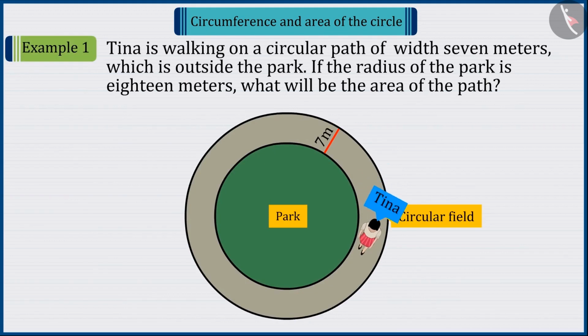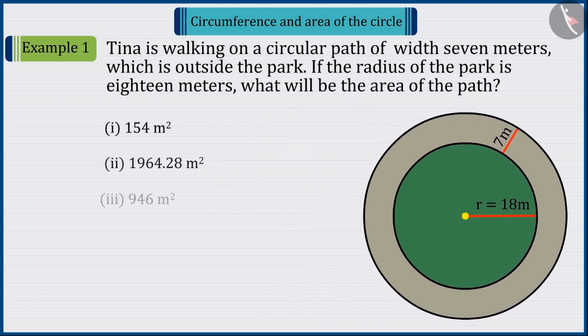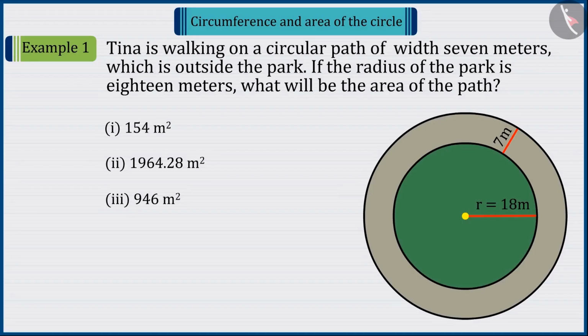Tina is walking on a circular path of 7 meters, which is outside the circular park. If the radius of the park is 18 meters, what will be the area of the path? Which of the following answer is correct? Pause the video to solve the question and then match your answer. Come, let's discuss option 3.